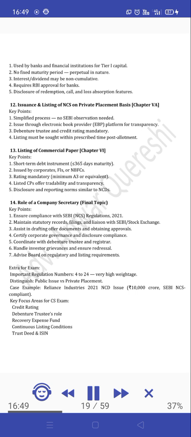12. Issuance and listing of NCS on private placement basis, Chapter VA. Key points. 1. Simplified process. No SEBI observation needed. 2. Issue through electronic book provider, EBP, platform for transparency. 3. Debenture trustee and credit rating mandatory. 4. Listing must be sought within prescribed time post-allotment.